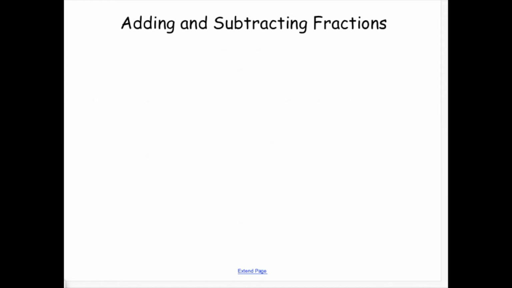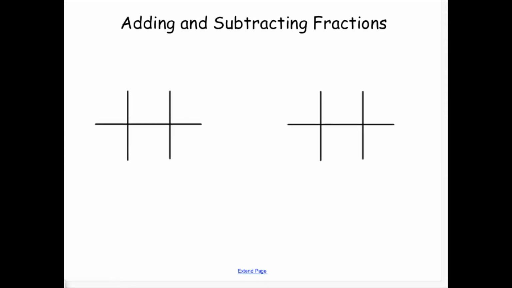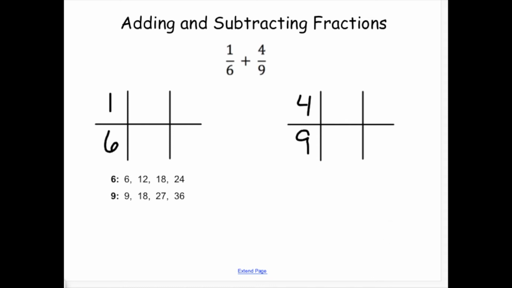The second way I can use a ratio table is by multiplying the top and bottom numbers by the same factor. Let's use 1/6 plus 4/9 to demonstrate. If I list the multiples of 6 and 9, I'll find that 18 is the least common multiple between 6 and 9. To change my denominator of 6 into a denominator of 18, I need to multiply 6 by 3.